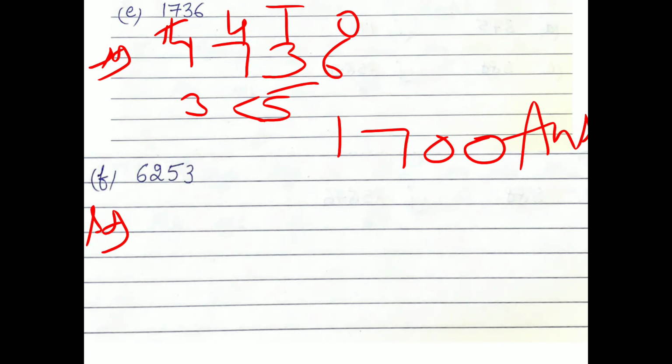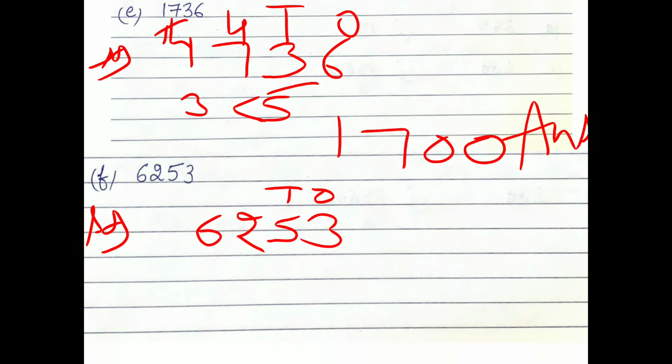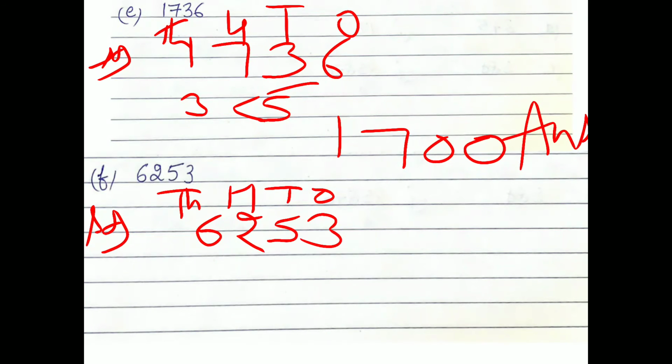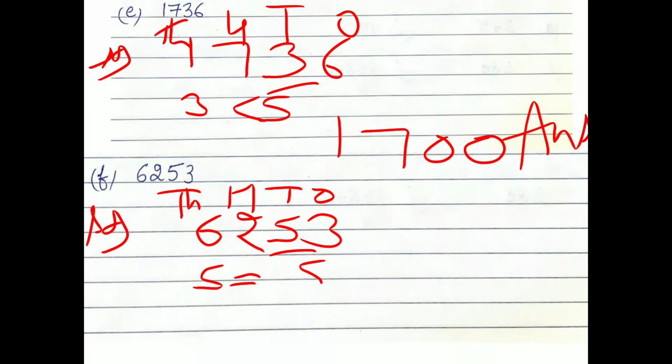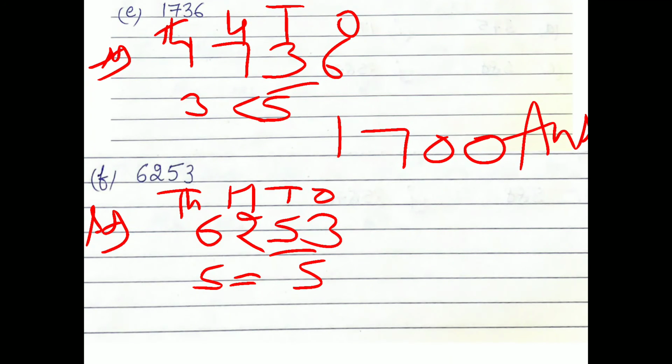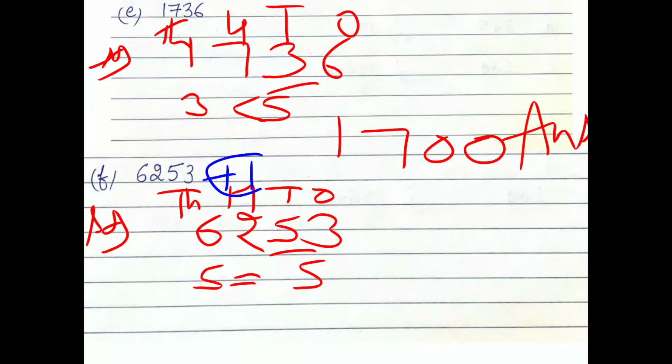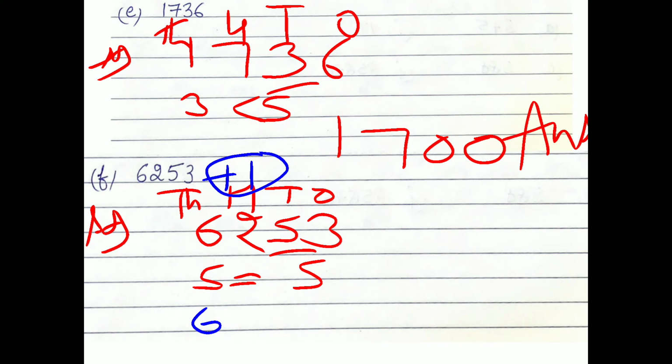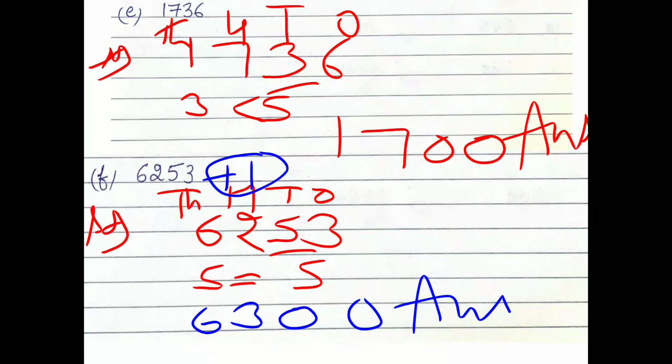Now we do F part. 6, 2, 5, 3. Write down ones, tens, hundreds, thousands. Compare the tens place with 5. Now both the digits are equal. So what do you do? You will add 1 on the hundreds place. So the thousands place comes as it is. The hundreds place is 2. 2 plus 1 is 3. The underlined digit becomes 0, and the digit after it, the ones place, also becomes 0. So this is the answer.